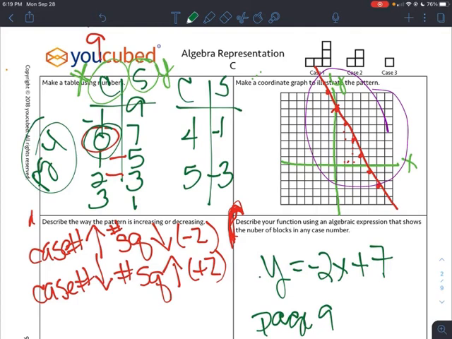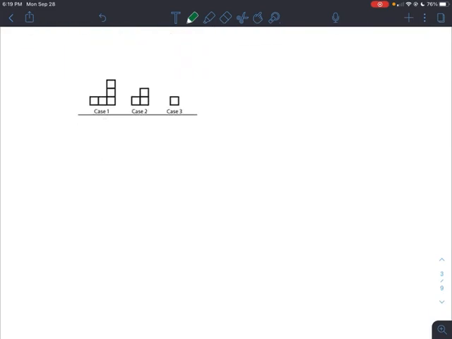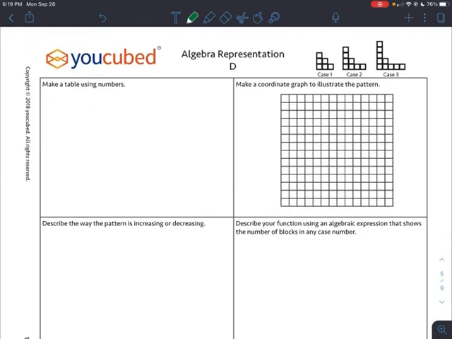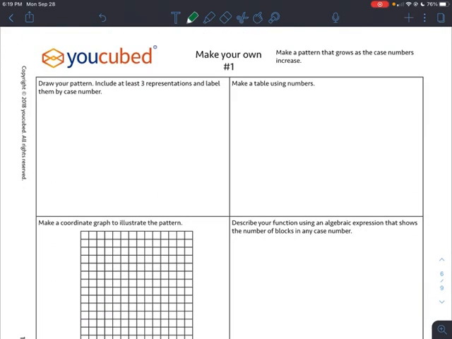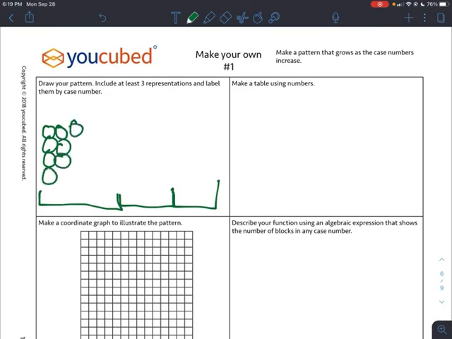All right, so now I'm going to give you an example of kind of what I'm looking for on a make your own. So let me go down to make your own. And basically, you are going to draw me 3 pictures, right? So, like if I was going to do something like this, I'm doing circles. Okay, so I'm going to do something like that. And then that's going to be my case 1, okay?